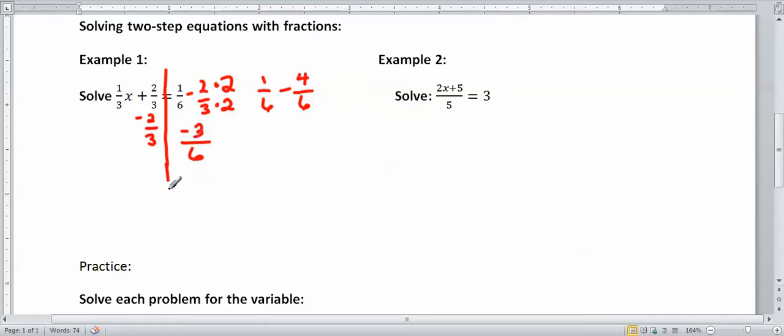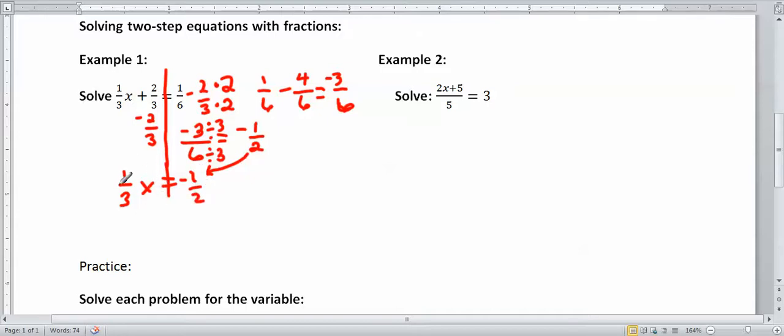So if I come down here, I'm left with 1/3 x equals negative 3 over 6. Now, I can actually simplify this even further. Negative 3 over 6, if I divide both of these by 3, is negative 1/2. So I'm going to bring that down here. Simplify: 1/3 x equals negative 1/2.